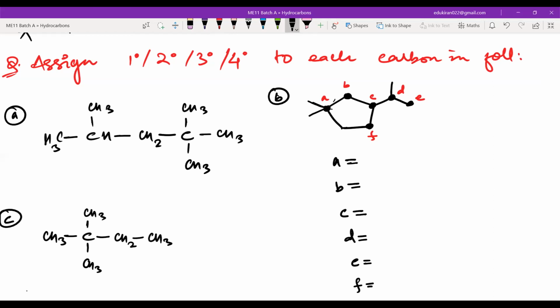Chalo. Write these 3 questions, okay? So in A and C, you will have to write 1 degree, 2 degree for all of the carbon atoms that are present. Okay, but in the B1, you just write for A, B, C, D, E, F. You don't have to write for the others.